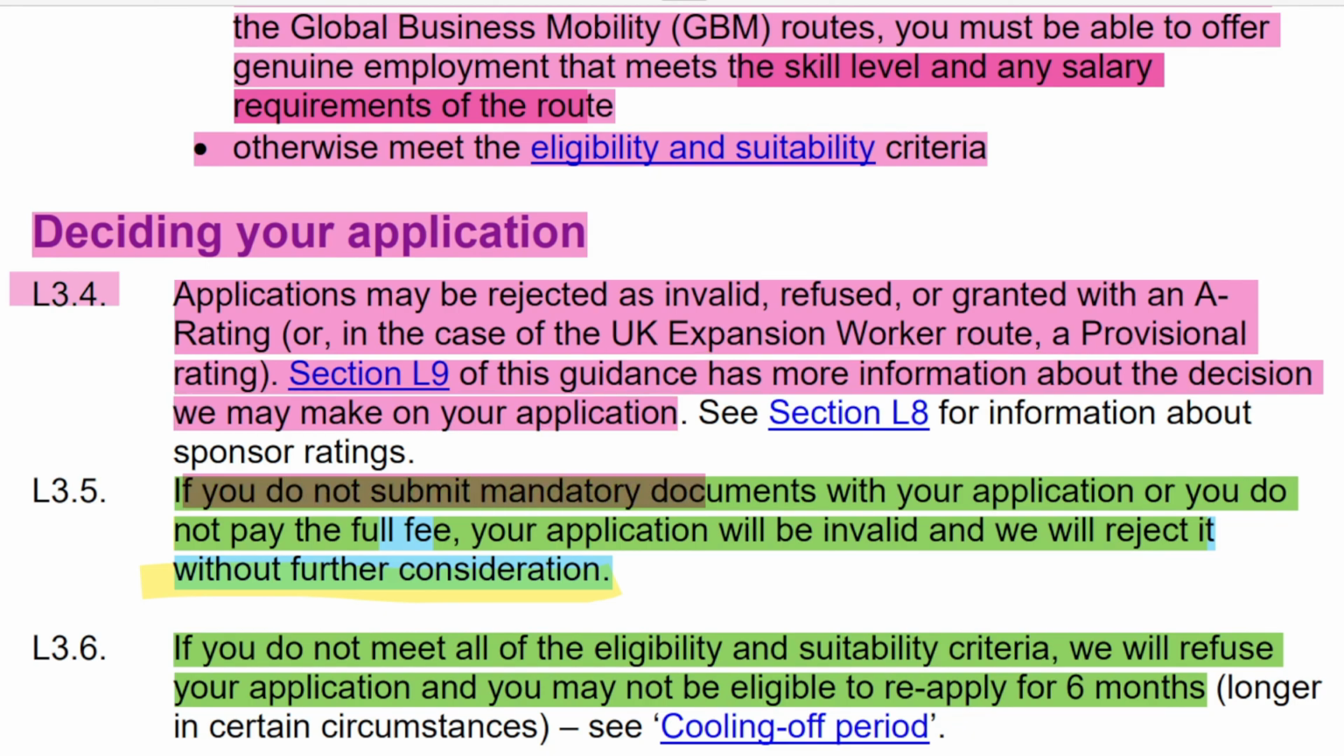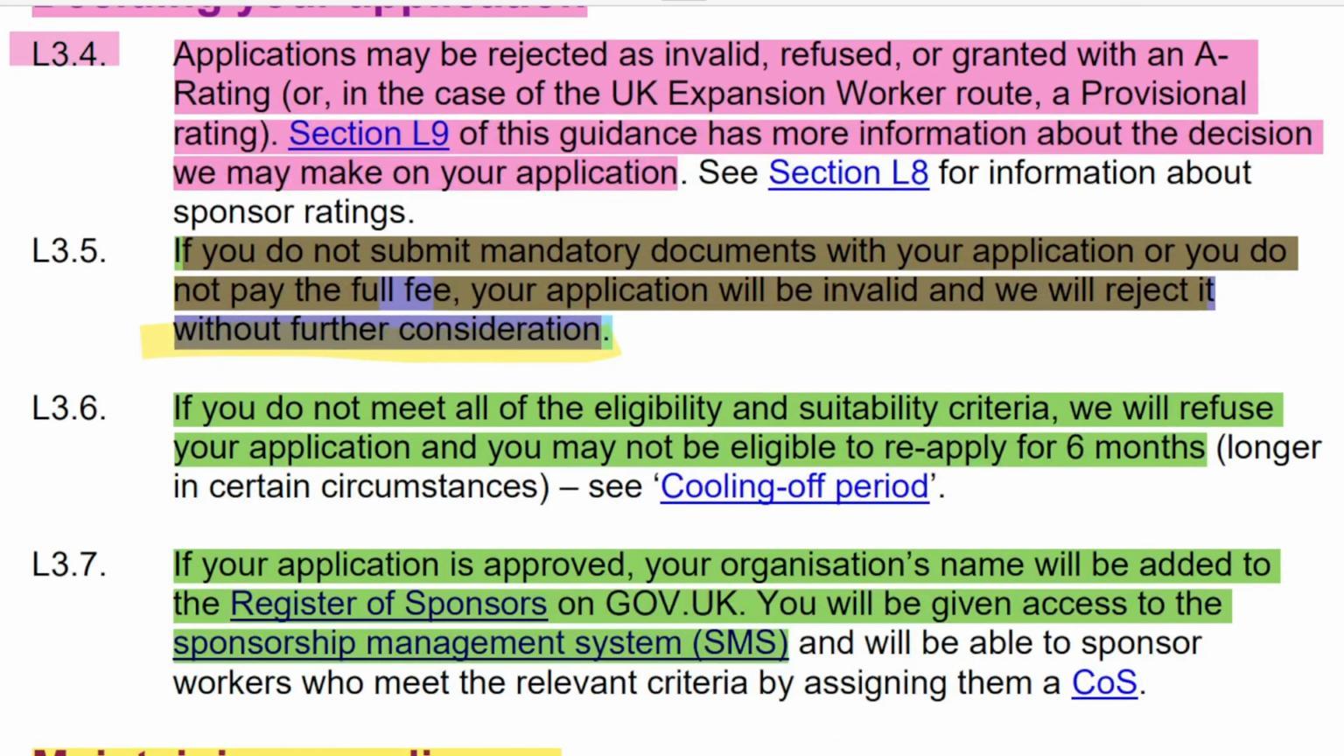If you do not submit mandatory documents with your application or you do not pay the full fee, your application will be invalid and we will reject it without further consideration. You need to provide important documents within 5 working days. If you don't provide them, the application will be invalid.